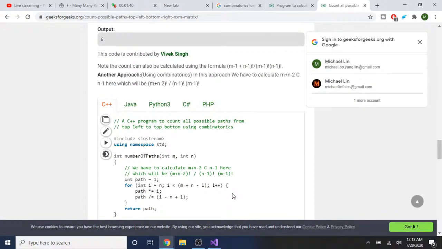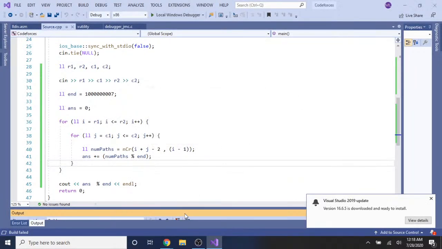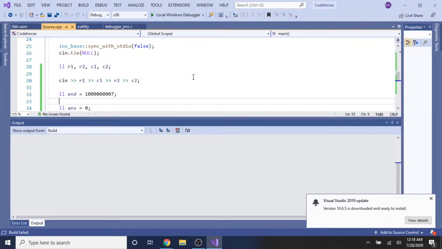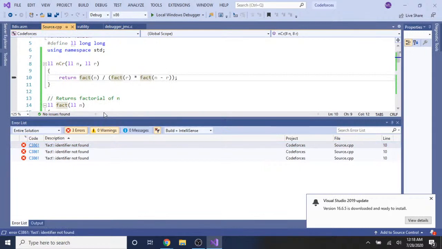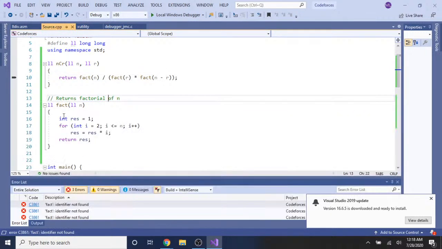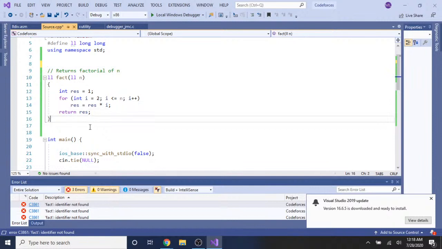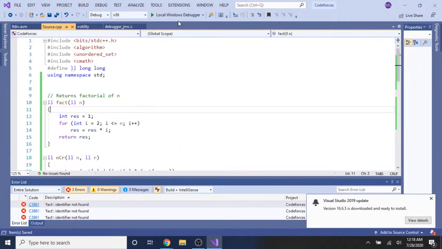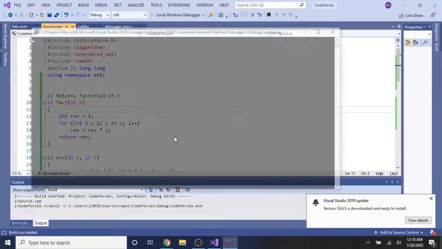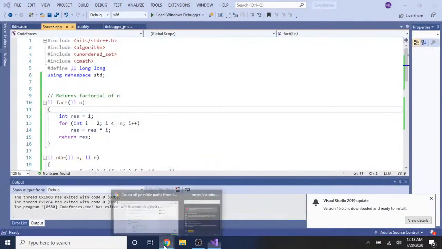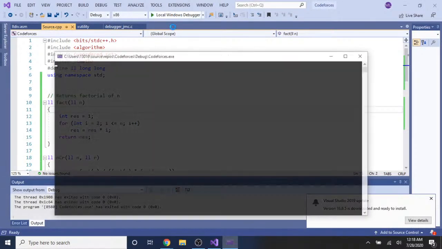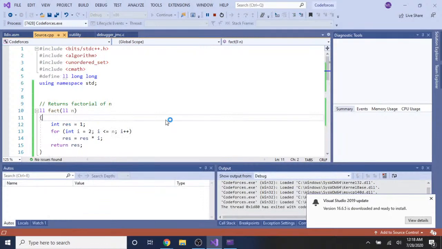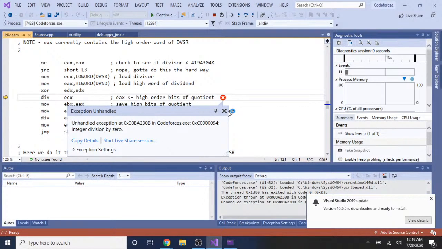Oh, I just accidentally clicked on PHP. Okay, let's try this. Wait, what's the problem? Wait, what's the build error? Fact is not found. Okay, let's take this. Whoops. Division by 0.